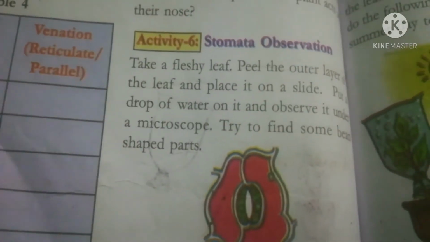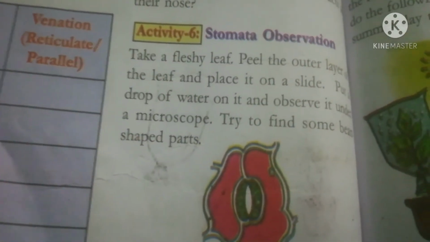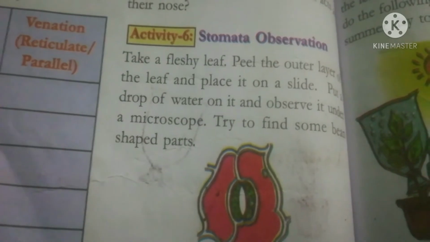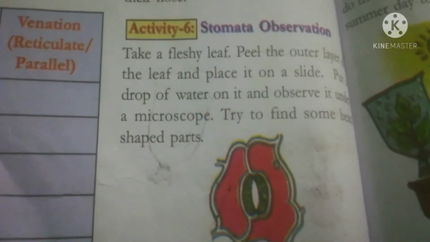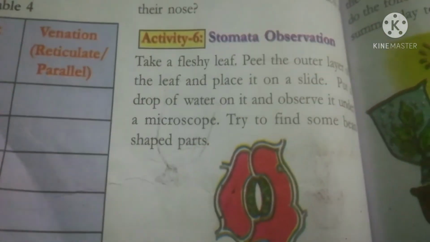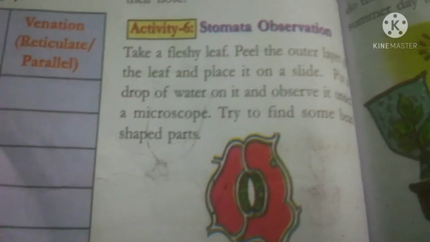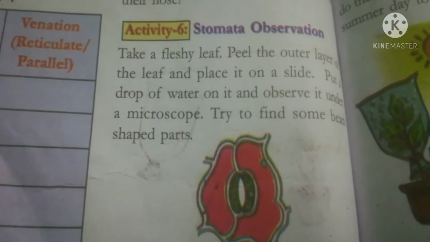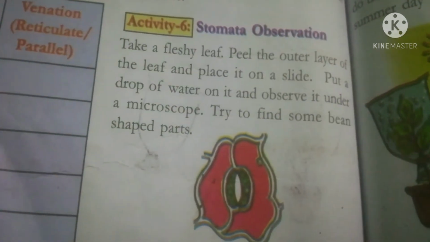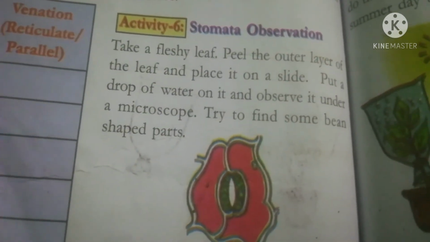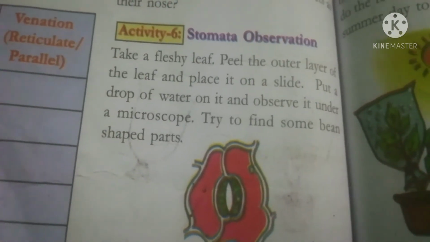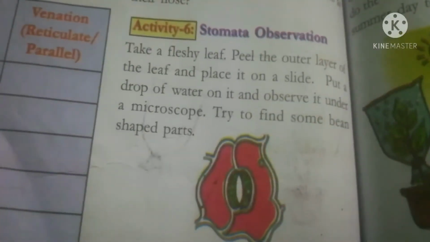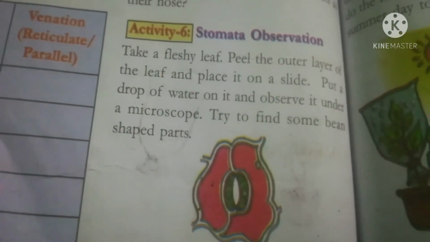Okay students, do you know plants also breathe like us? Do you know which part of plants acts as their nose? Let's see and know about it. Stomata observation: take a fleshy leaf, peel the outer layer of the leaf and place it on a slide. Put a drop of water on it and observe it under a microscope. Try to find some bean shaped parts.